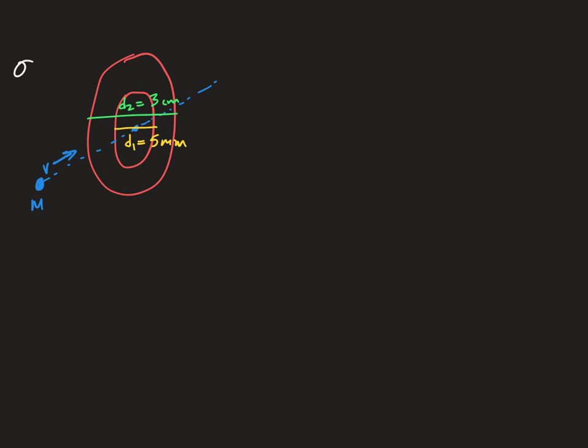We were told the charge density was 3 coulombs per square meter. This speed was 10^7 meters per second. We were told the mass of this electron, of course it's a standard, it's not like they change at all.